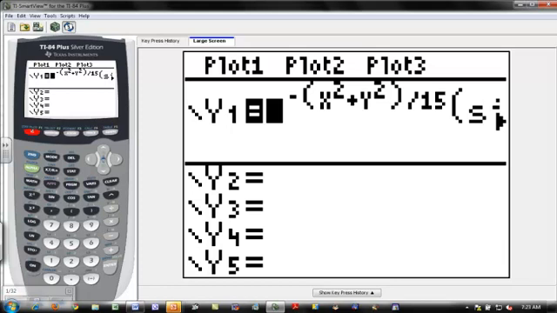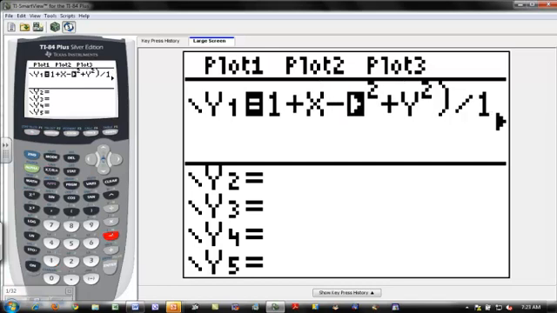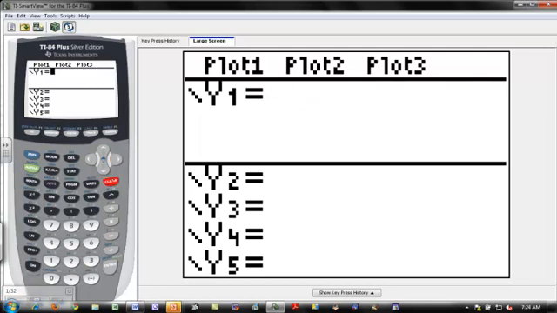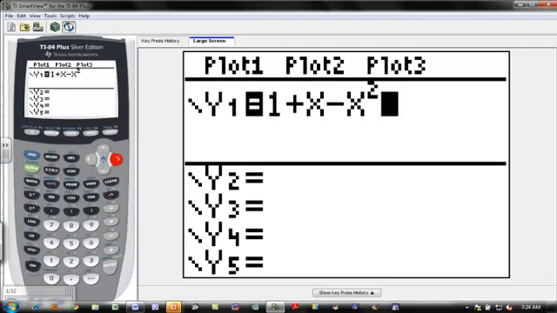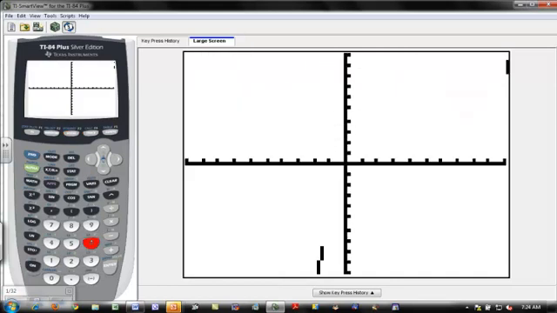So let's start attacking this, looking just at the original function. The original function was 1 plus x minus x squared minus x to the fourth. Okay, let's look at this graph in the standard window for just a second.